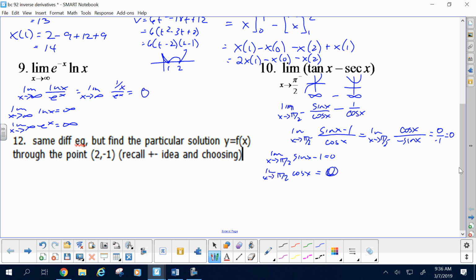12, the differential equation is y dx minus dy equals 0. Use that differential equation, but I want you to find a particular solution in function form through 2, negative 1. Go.